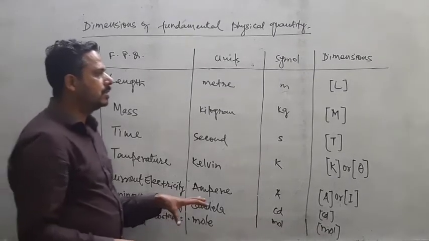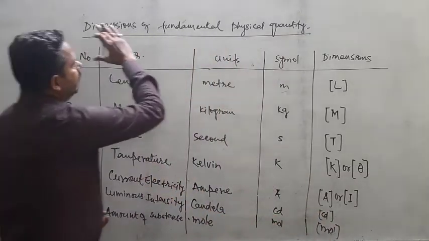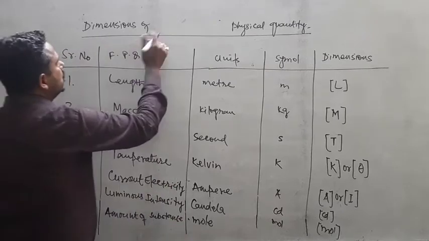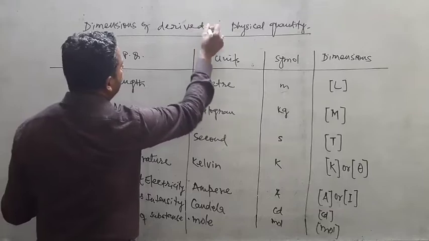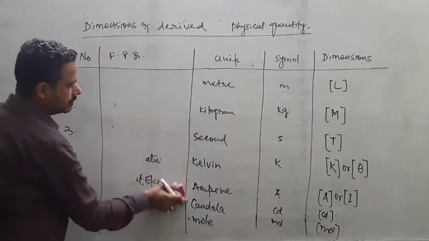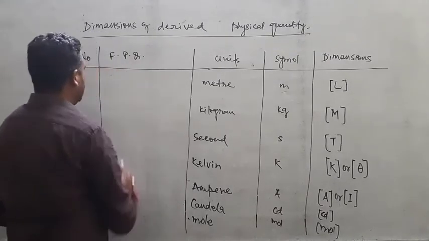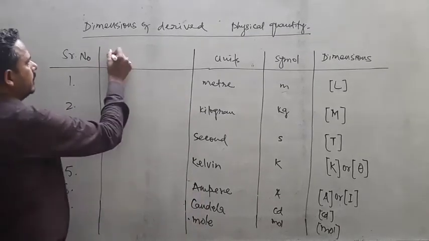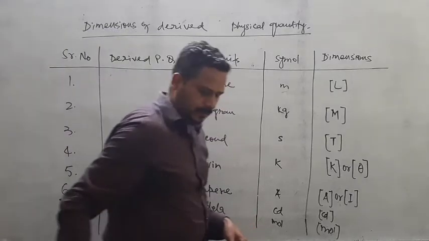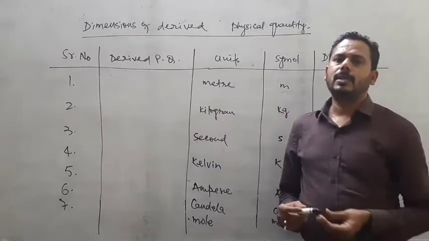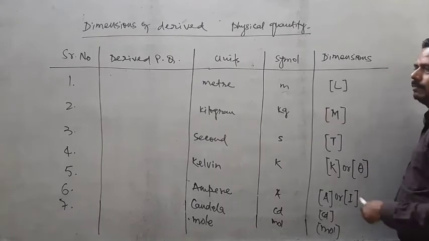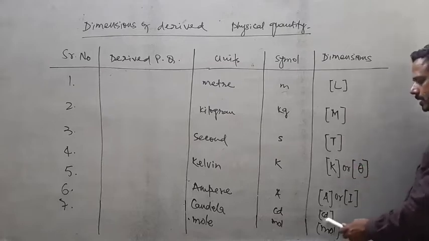Now, using these dimensions, we can find the dimensions of derived physical quantities. So to find the dimensions of derived physical quantities, you must remember all these 7 dimensions of fundamental physical quantities. You must remember them.